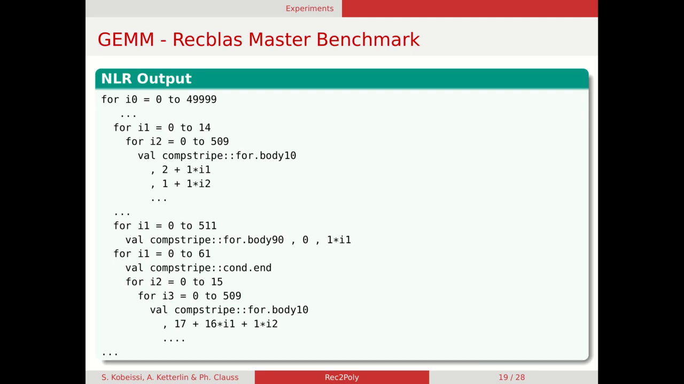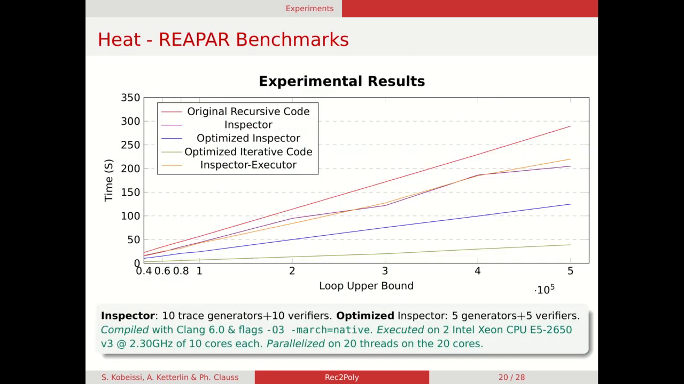Here we have a part of the NLR model of the control and memory behavior of the recursive heat. It is fully affine, so polyhedral optimizations can be applied to this program. Now it's time for some experimental results.